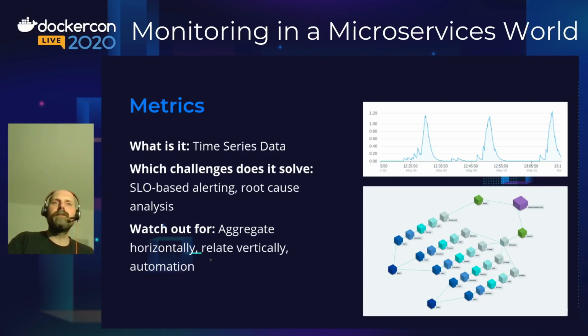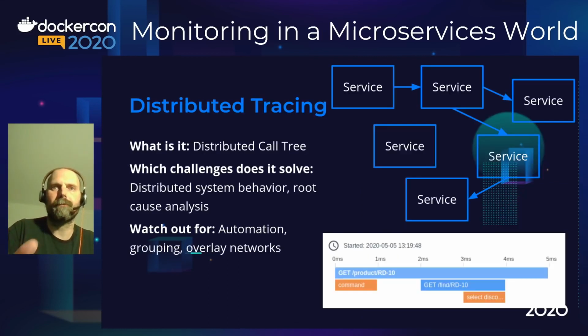Good. So that was a quick introduction to metrics. Basically, metrics are time series data and are a good way for defining what it means for your application to be in a healthy state. The other type of data that is often used, or more and more used, in monitoring are distributed traces. Distributed traces are about understanding the distributed system behavior, right?